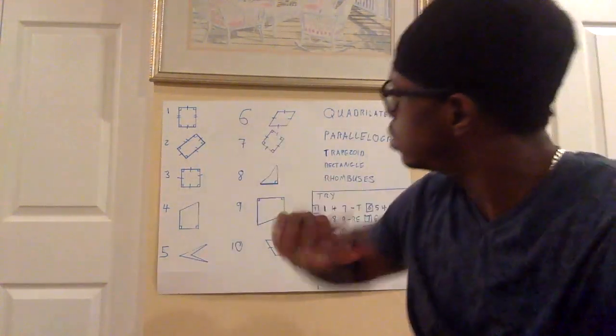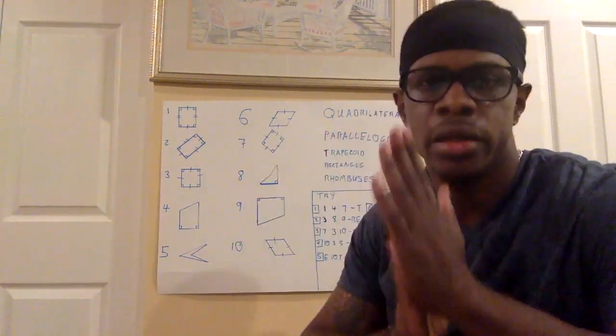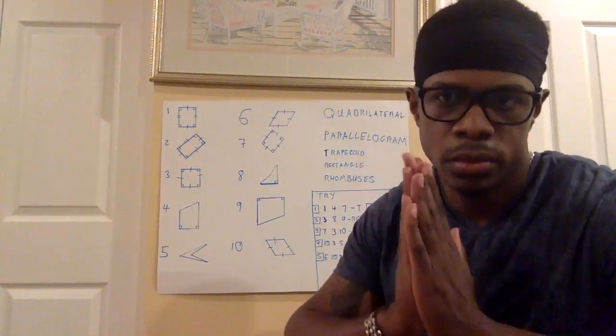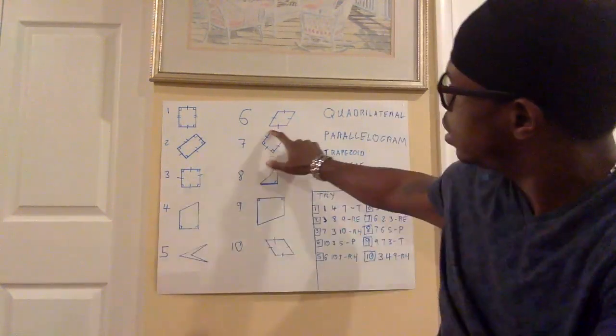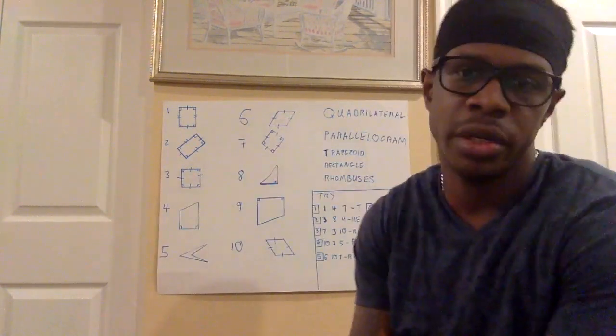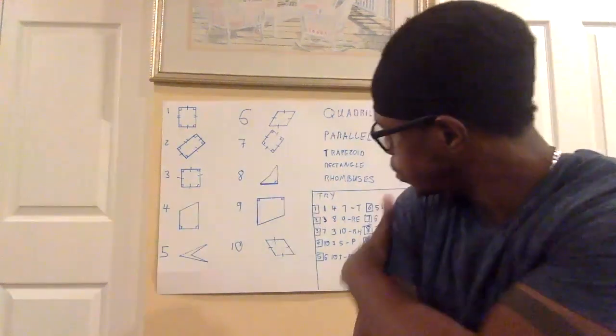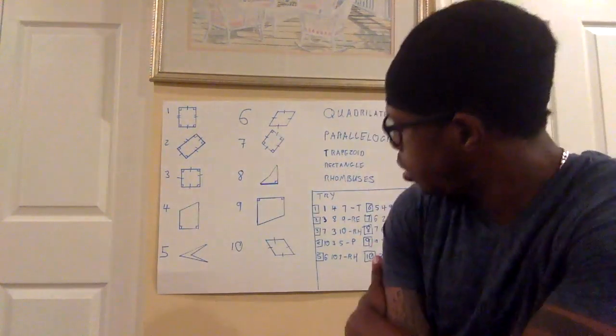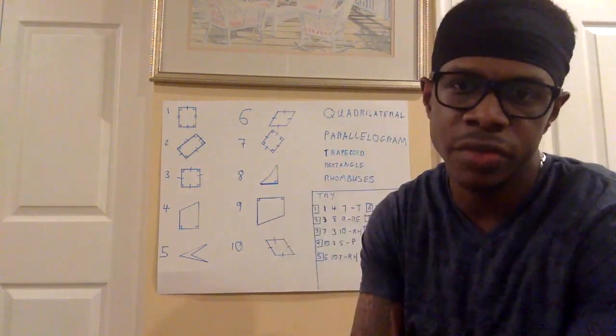Number six, if I say that's a parallelogram, would I be correct? Yes, I would be correct. These lines are parallel, they'll never touch. These lines are parallel, they'll never touch. Number seven, if I said that's a parallelogram, would I be correct? Yes, I would be correct. Again, those two pairs of parallel lines, they will never touch.